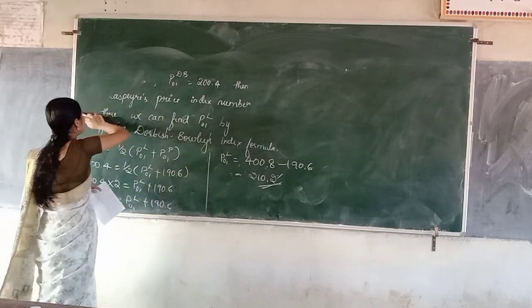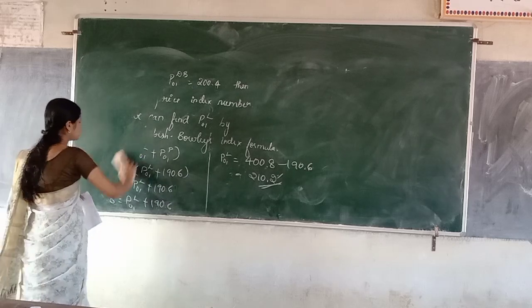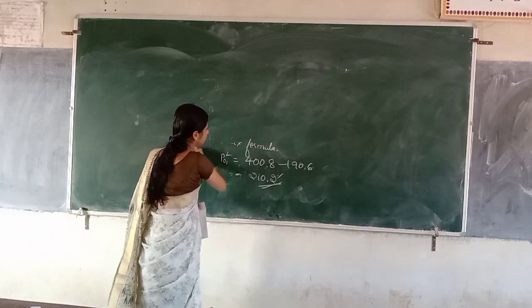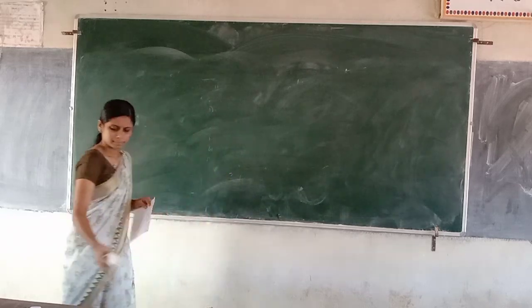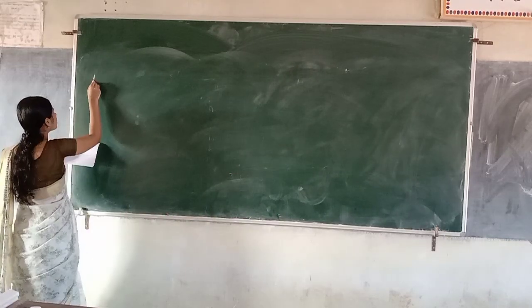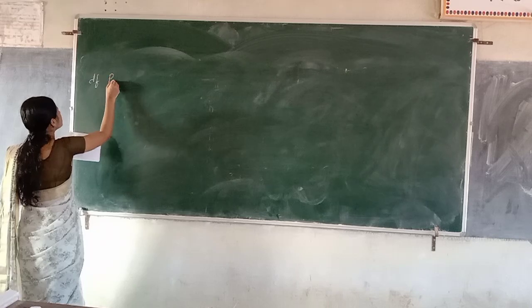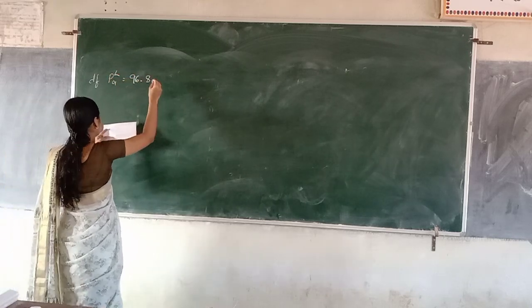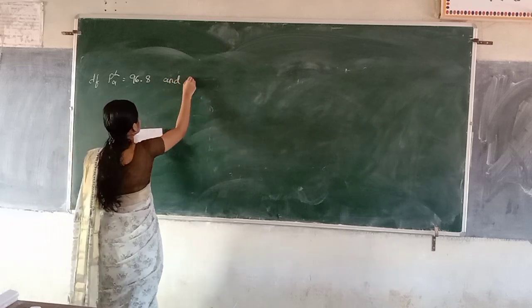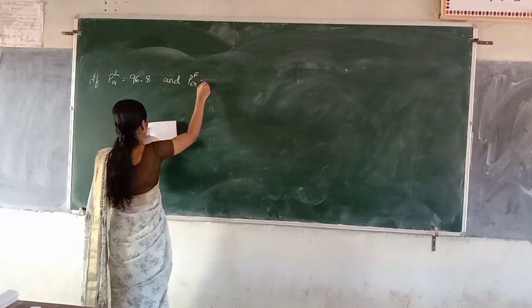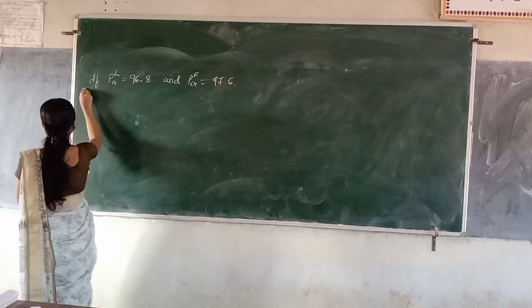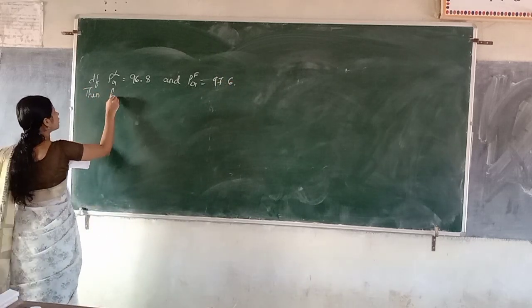Now we will solve the last problem of this class. It is, if last year's price index number is equal to 96.8 and Fisher's price index number is equal to 97.6, then find past year's price index number.